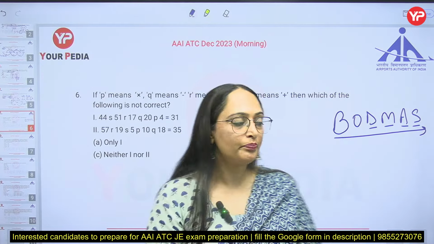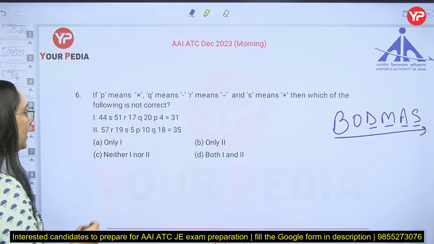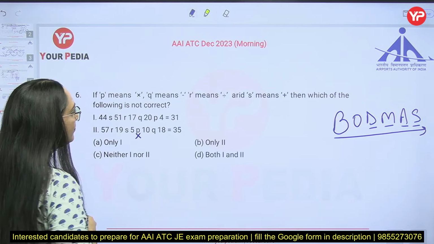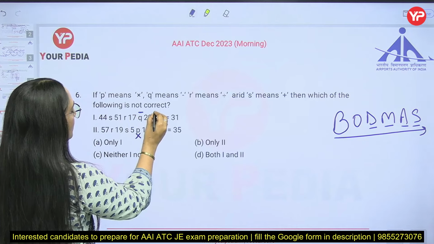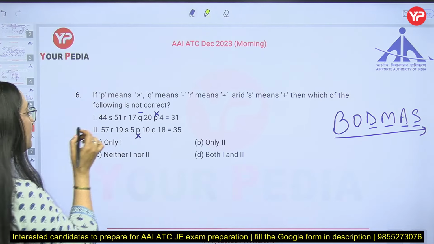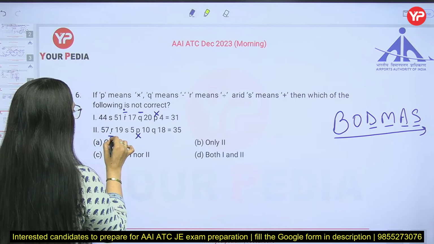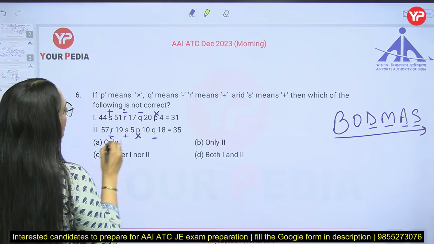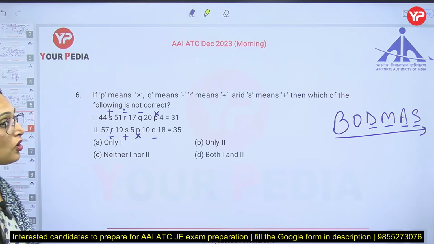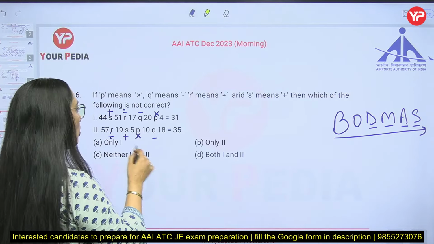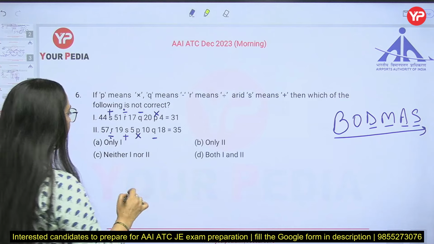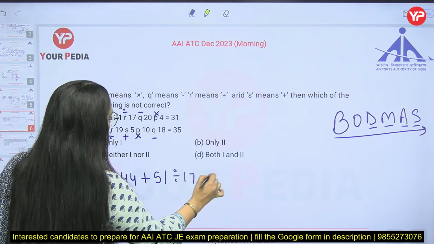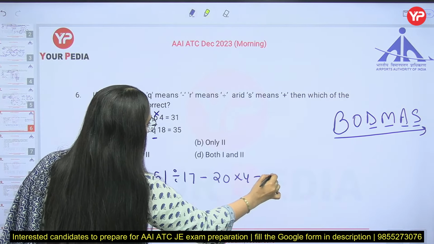Okay, so let's read the question. If P means multiply, where is P? P is here. So P means multiply, Q means minus, R means division, and S means plus. Then which of the following is not correct? So first we'll check option A only. That is 44 plus 51 divide 17 minus 20 multiply 4 is equal to 31.